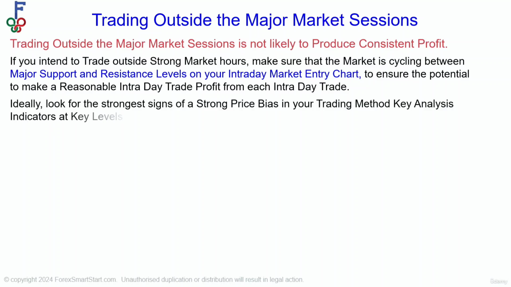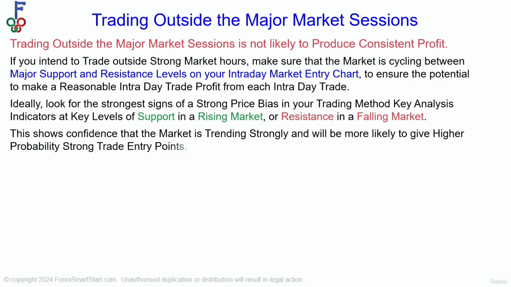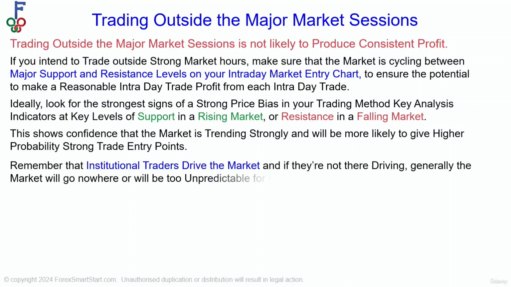Ideally, look for the strongest sign of a strong price rise in your trading method key analysis indicators at key levels of support in a rising market or key levels of resistance in a falling market. This shows confidence that the market is trending strongly, and is more likely to give higher probability strong trade entry points. Remember that institutional traders drive the market, and if they're not there driving, generally the market will go nowhere or be too unpredictable for retail traders to find strong trade entries.